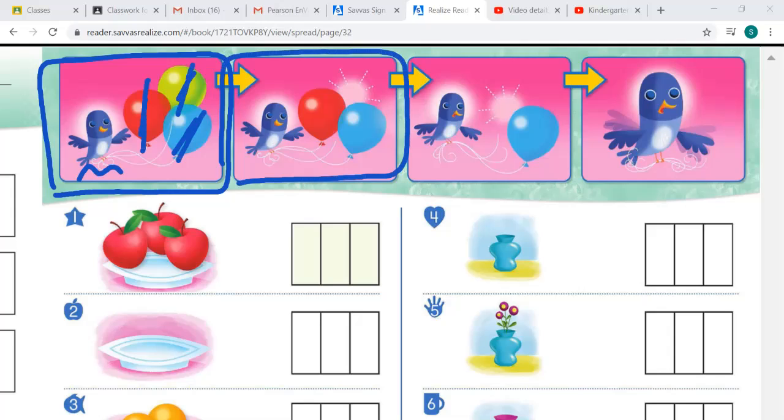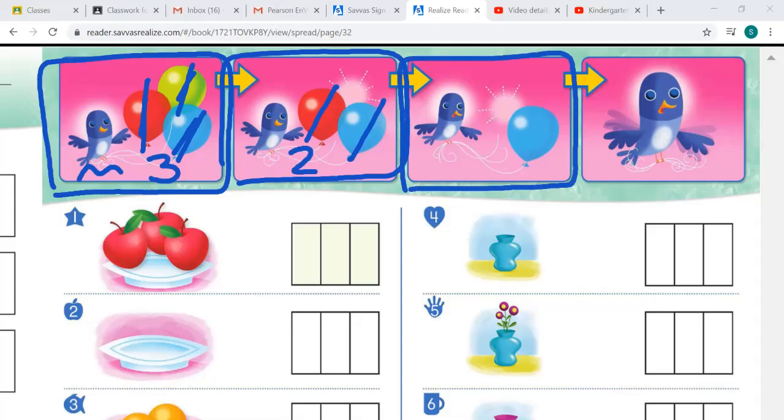How many balloons does Peep the bird have now? 1, 2. So Peep has 2 balloons. What number tells how many balloons there are? The number 2. Over here it was the number 3, right? Okay, so how do you know how many balloons there are? We count them. Very good. Let's go to our next box here.